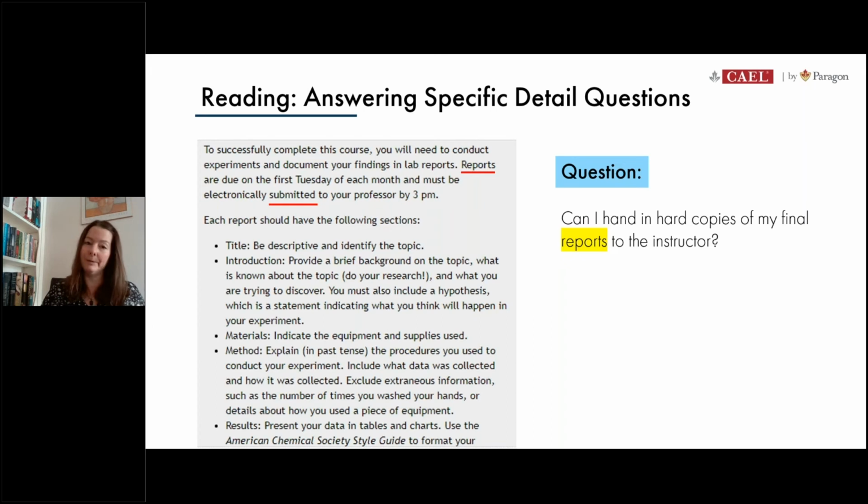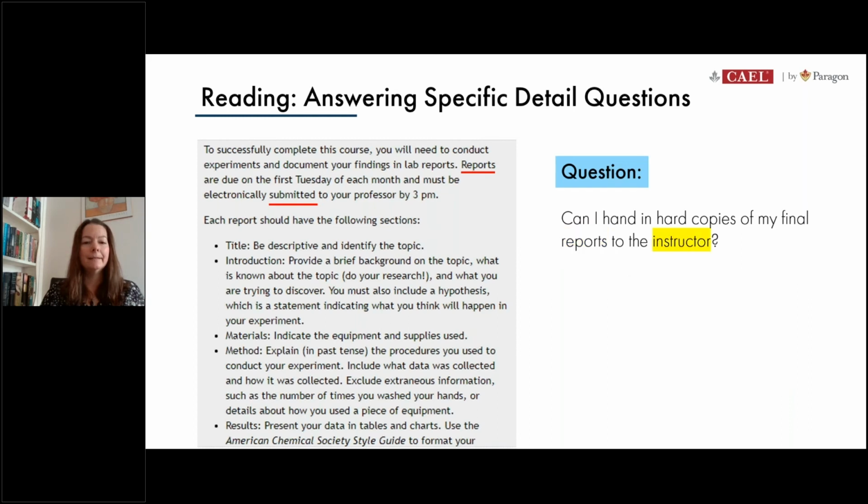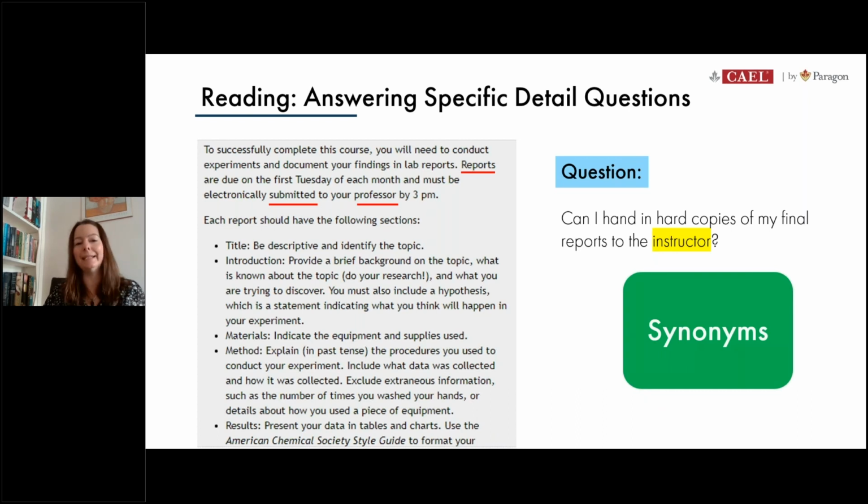We looked at that when we answered the first question. So this is a direct match. That wasn't so hard at all. And if I can find the word instructor, I'm sure I've got my answer nearby. Looking in that sentence that I've already started underlining, I don't see the word instructor, but I do notice the word professor. Again, these words are close in meaning, so they're synonyms. So my answer is probably within that sentence. Let's have a look then.